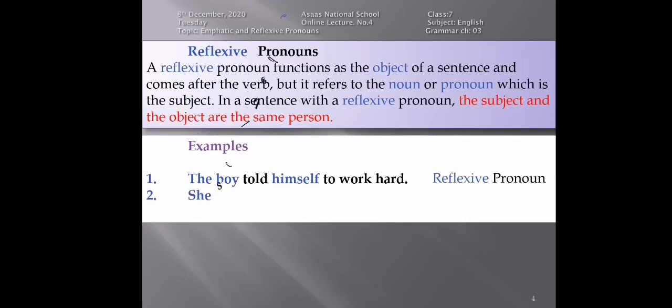See the next example. She scolded herself for being so lazy. She did the action, she scolded. Whom did she scold? She scolded herself. So herself is the object in the sentence and she is also the subject, and they are both the same person. Therefore, it is also a reflexive pronoun.